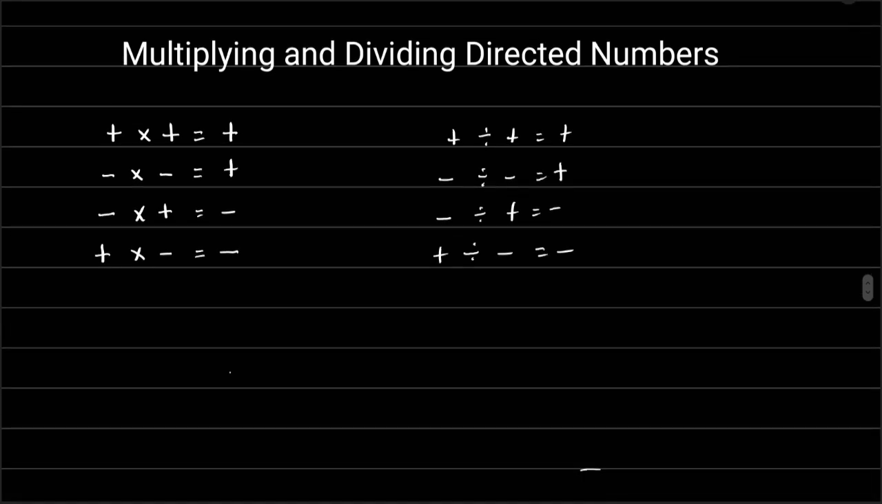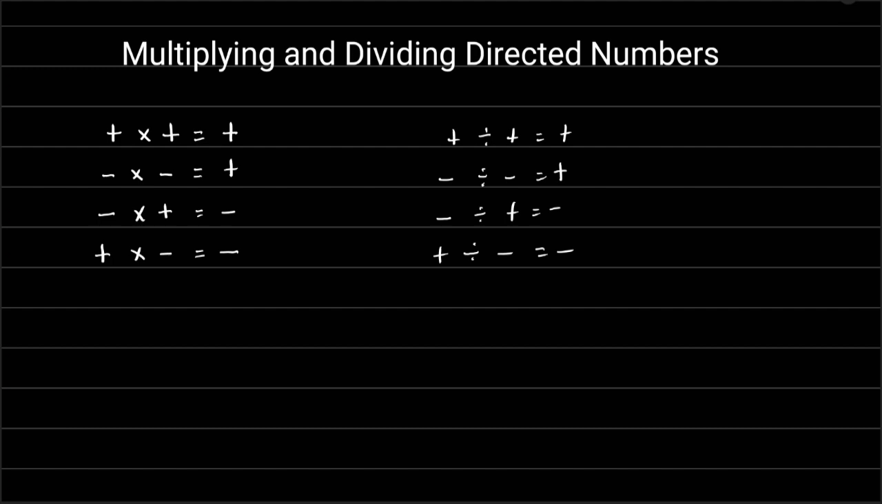So let's head in now to multiplying and dividing directed numbers. This is more straightforward. These are where the rules are applied, and the rules are: a positive times a positive would give you a positive, a negative times a negative would give you a positive, a negative times a positive would give you a negative, and a positive times a negative would give you a negative. The same rules apply for division. A positive divided by a positive will give you a positive, and so on. So you just need to remember one, and the other will be the same thing.